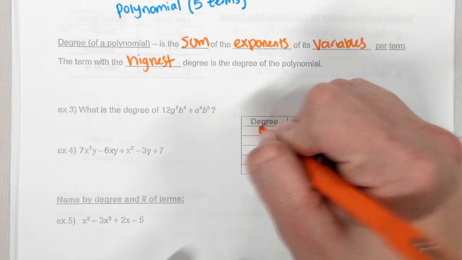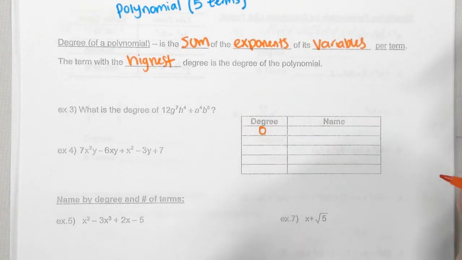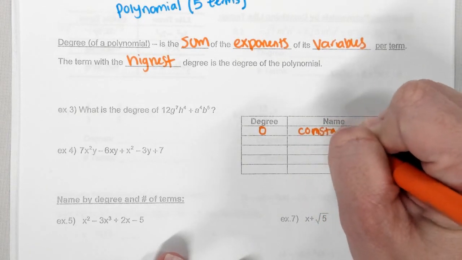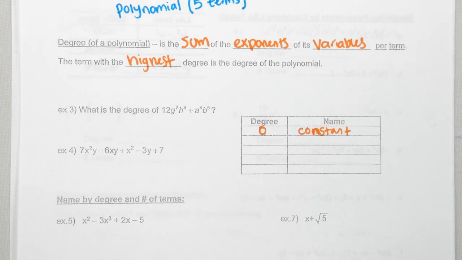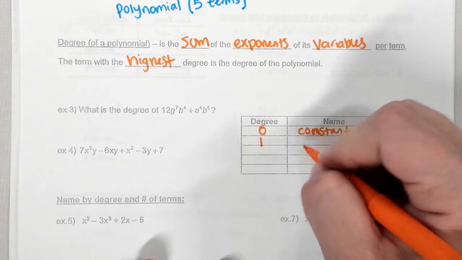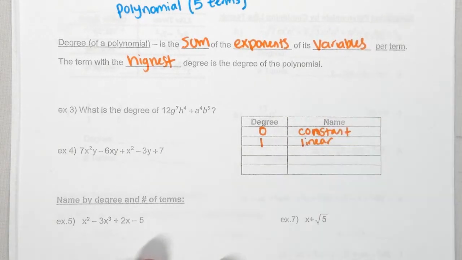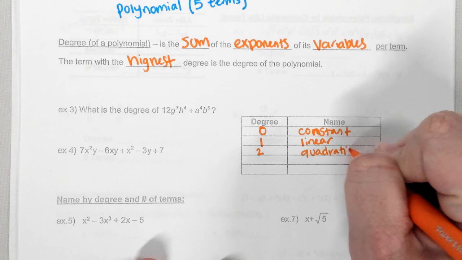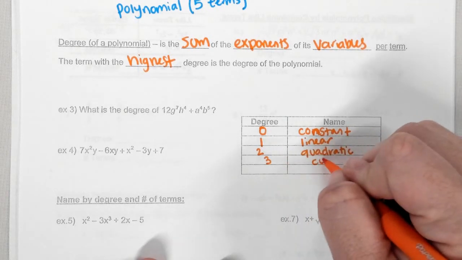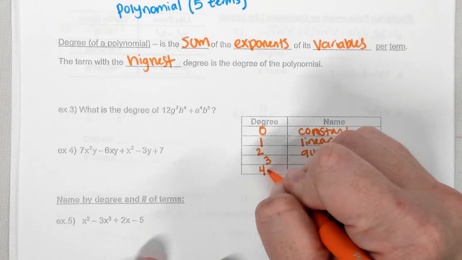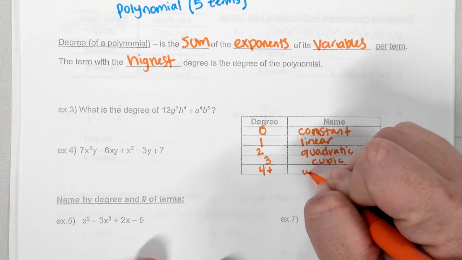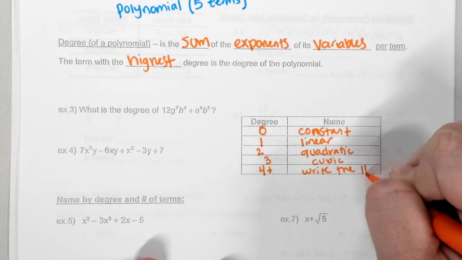So a degree of 0 is possible. That's when there's no letter, right? So it's just a constant. Okay, if there's a degree of 1, it's linear. A degree of 2 is quadratic. A degree of 3 is cubic. And then 4 or more, again, I don't know why, but we always stop at 4. There's no fancy word, so you just write the number, which we'll do an example of.